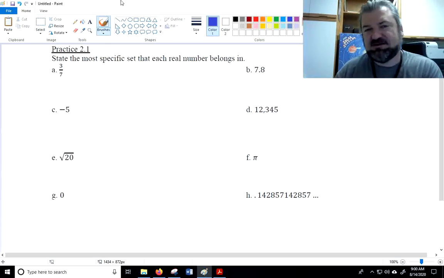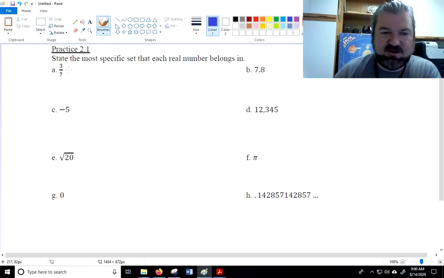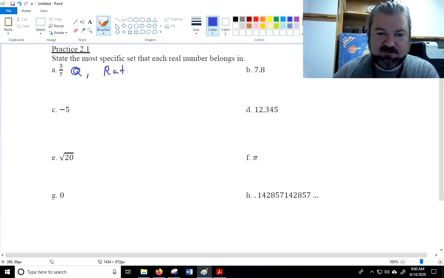All right, let's see how you did. 3/7. The number 3/7 is a rational number. So maybe you wrote out the word rational, or you tried to make the little double strike Q. I'd like you to know both. Know the word rational and know the double strike Q symbol, because as we go on, I'm going to rely more and more on those special symbols when they exist.